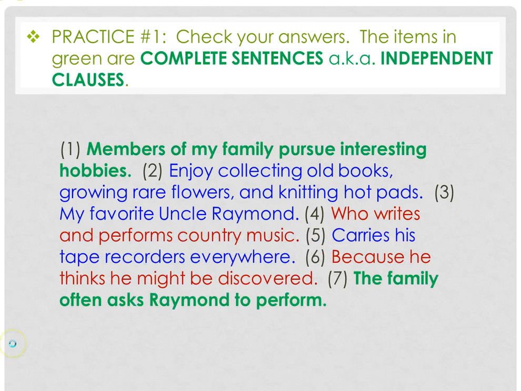So that means next to 1 and 7, you should have the letters IC for a complete sentence. Members of my family pursue interesting hobbies. So our subject is members. What are they doing? They're pursuing interesting hobbies. It's capitalized, it's punctuated, expresses a complete thought. It is an independent clause or a sentence. Number 7, the family often asks Raymond to perform. The family is the subject. What's the family doing? They often ask Raymond to perform. Subject, predicate, complete thought. Bam. Sentence is good to go.